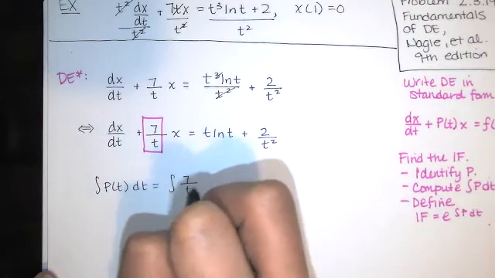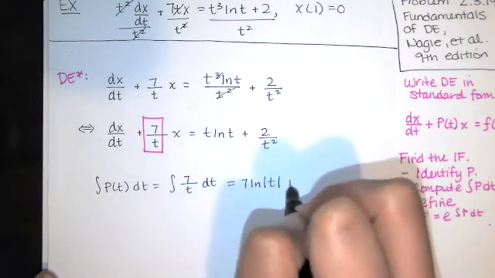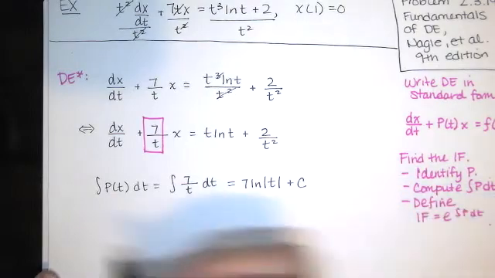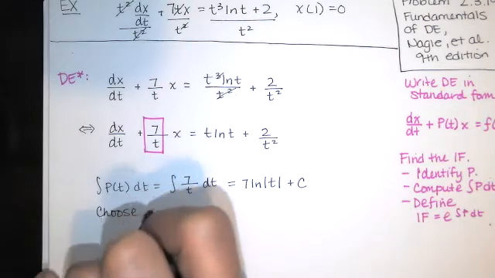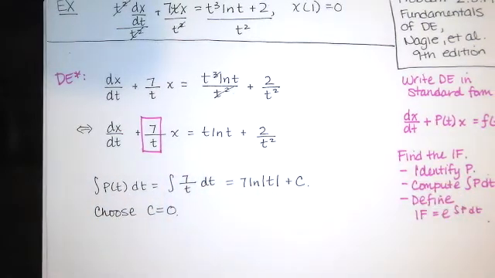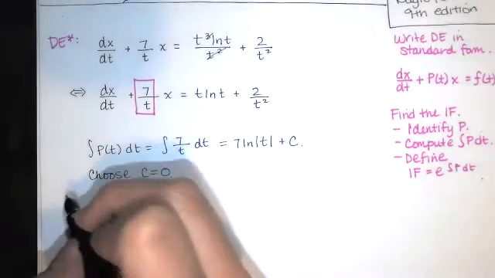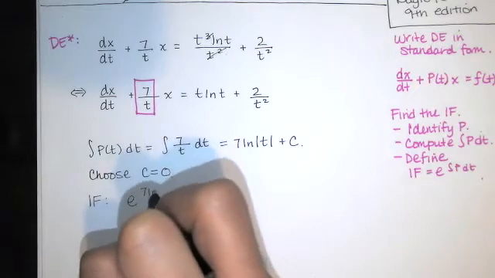The antiderivative of 7 over t with respect to t is 7 times natural log of the absolute value of t plus c. We're going to choose that constant to be 0 for the reasons we discussed in the video over the method. And then we'll define the integrating factor to be e to that power.